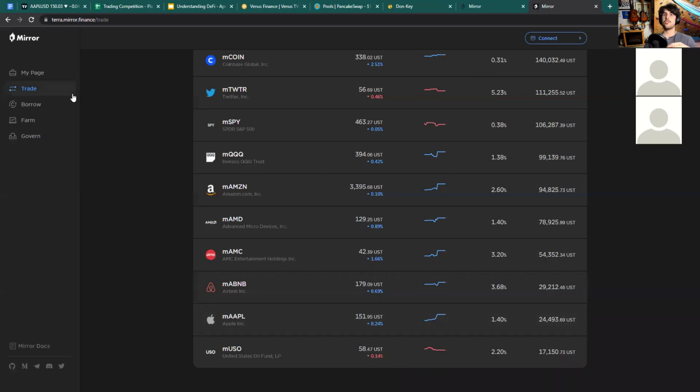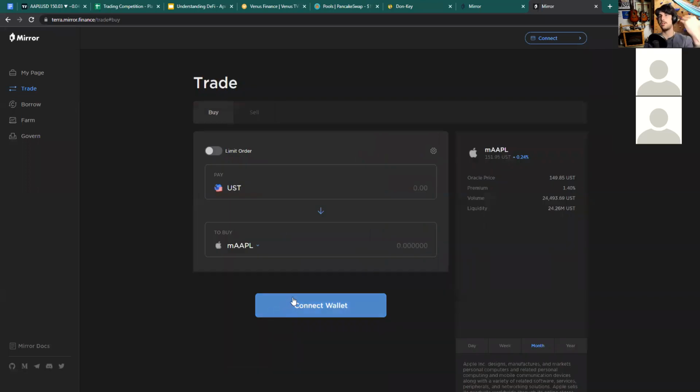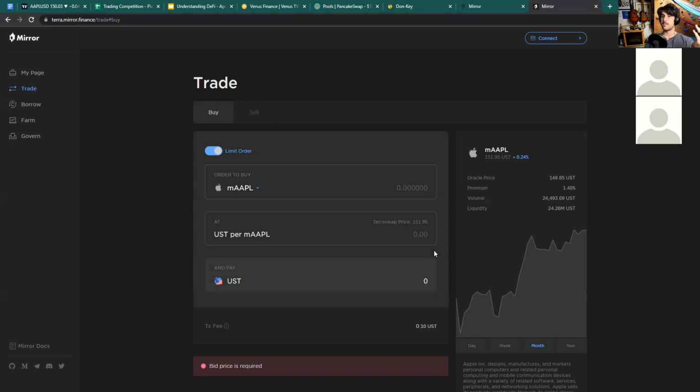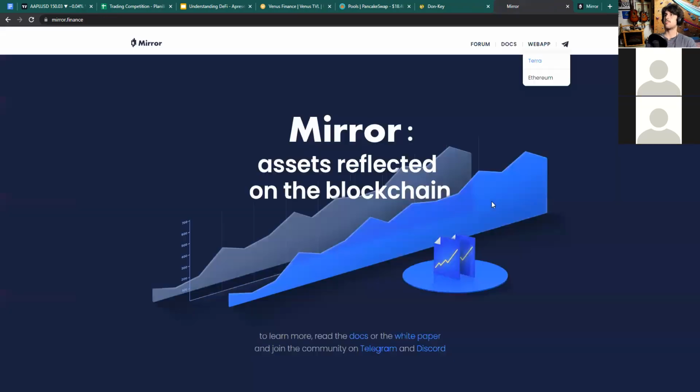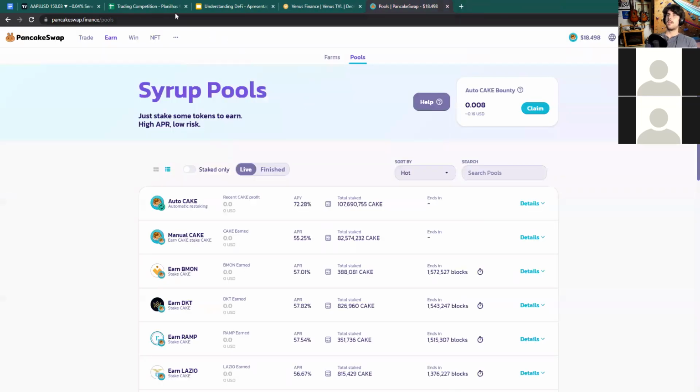And here you can also borrow, and you can go long, and you can go short, right? And you can even place limit orders. So it's a pretty complete platform, and the transaction fees are relatively low.